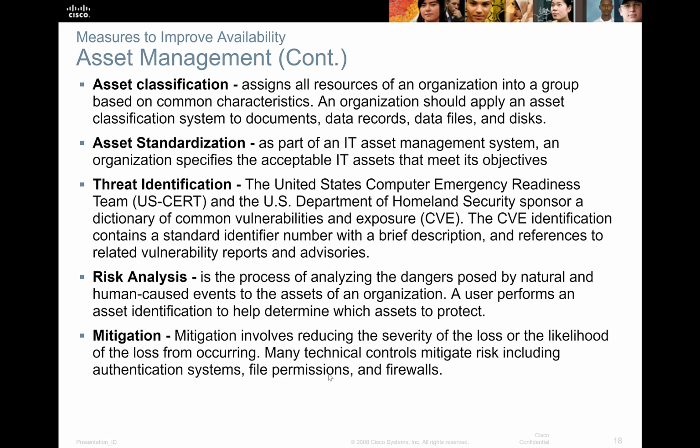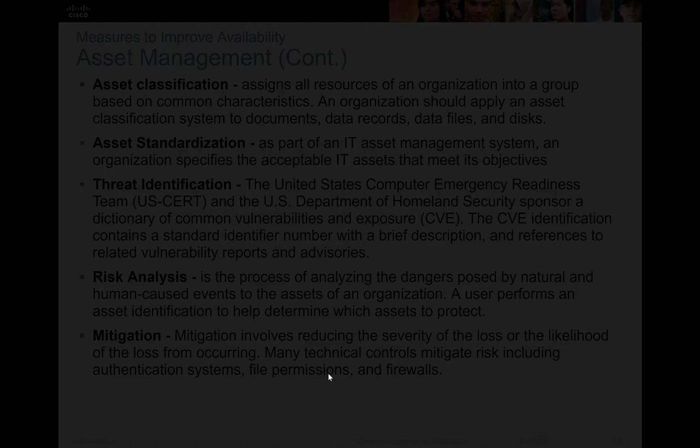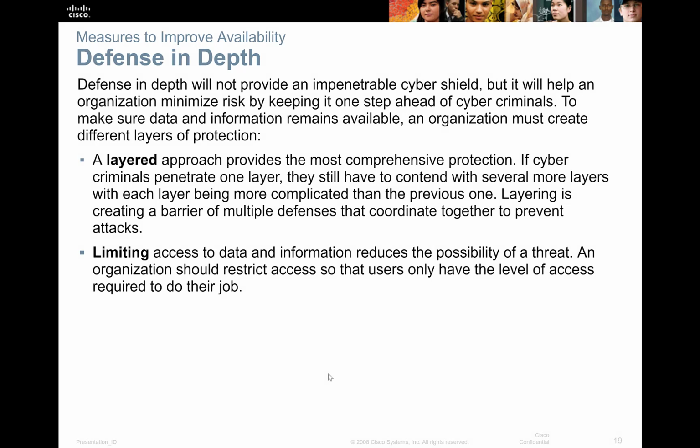Finally, mitigation. That's something that we can do with risk, which is, what can we do to make sure that those systems don't go down? We've said, okay, this is a really important system. Let's talk about what systems we can put in place to make sure it doesn't go down.